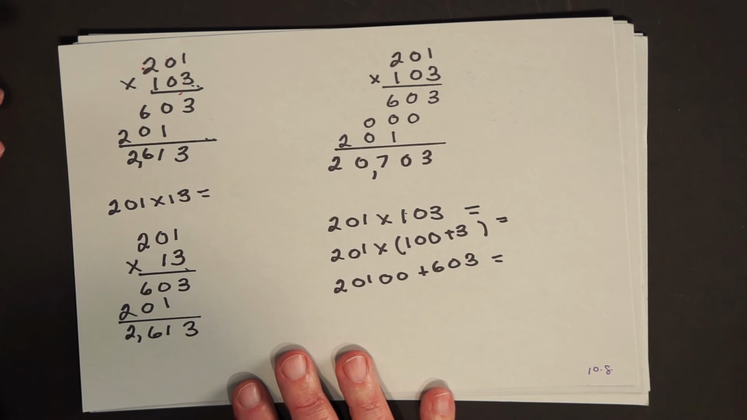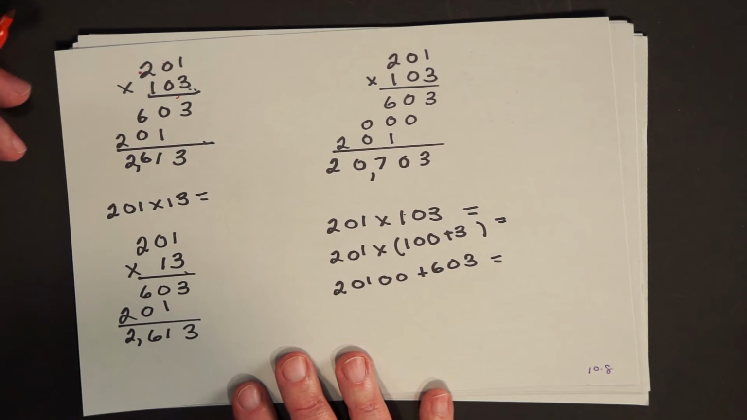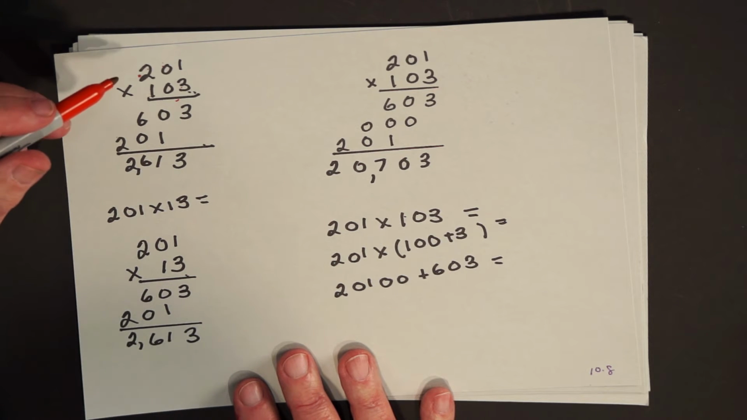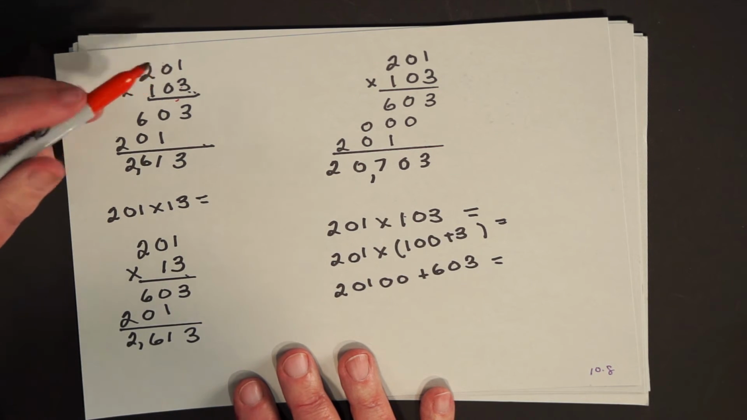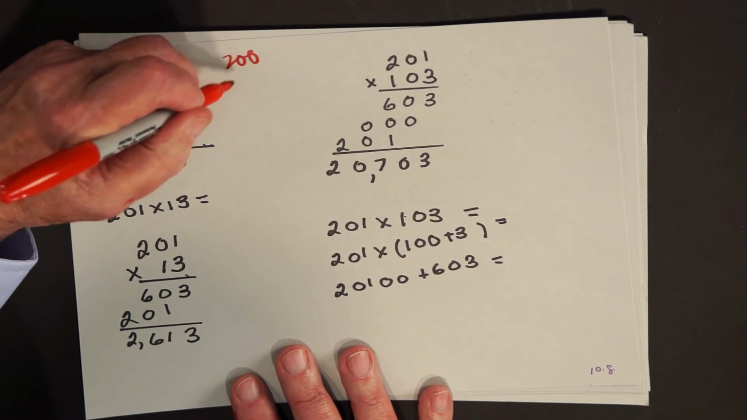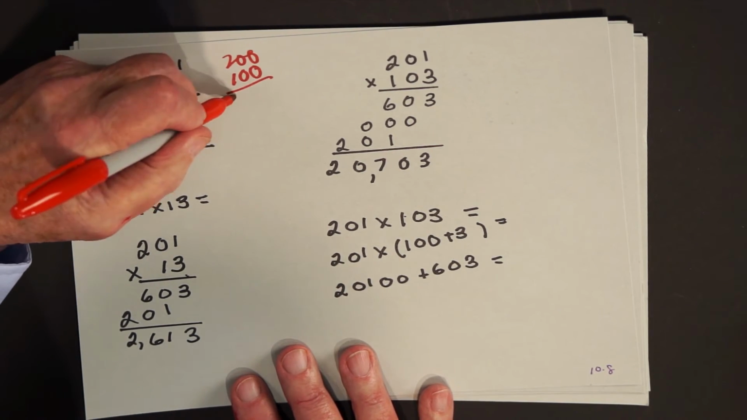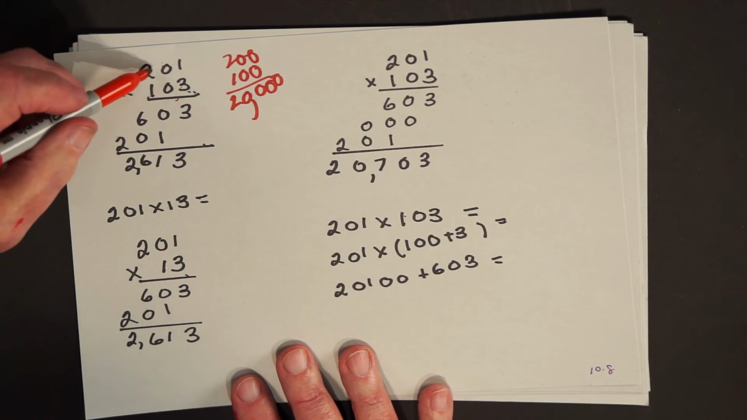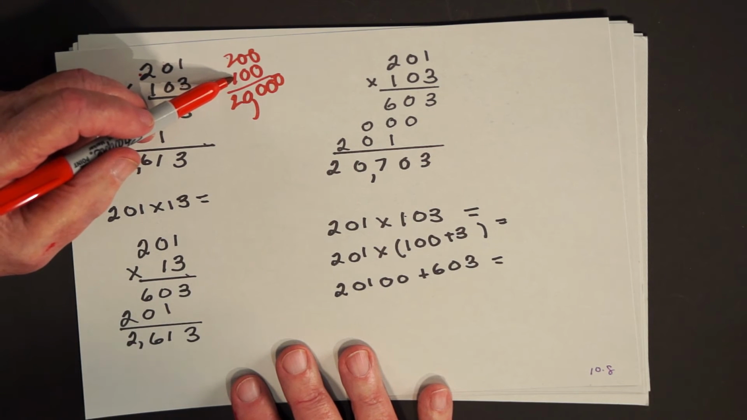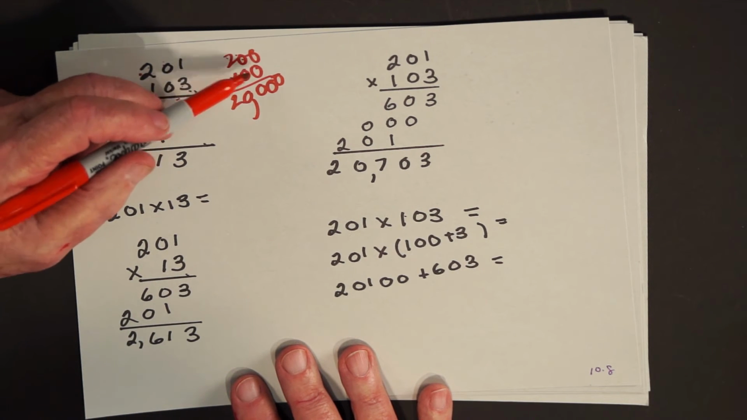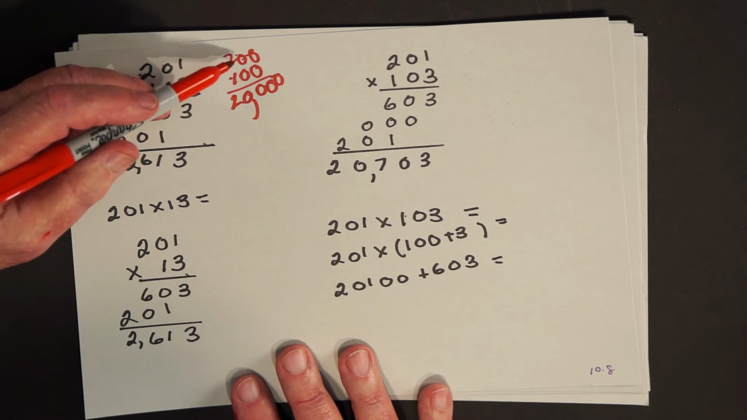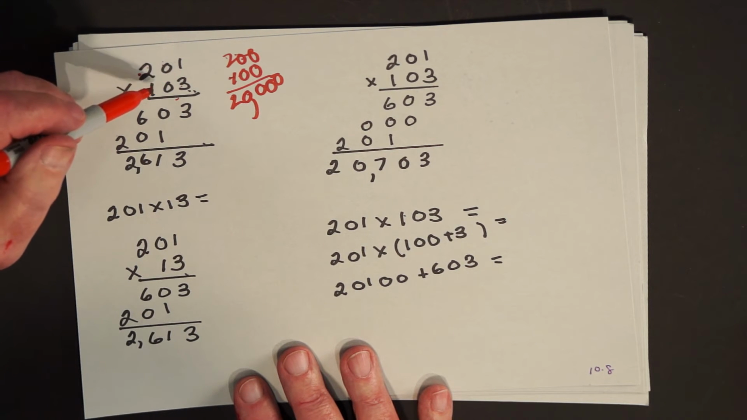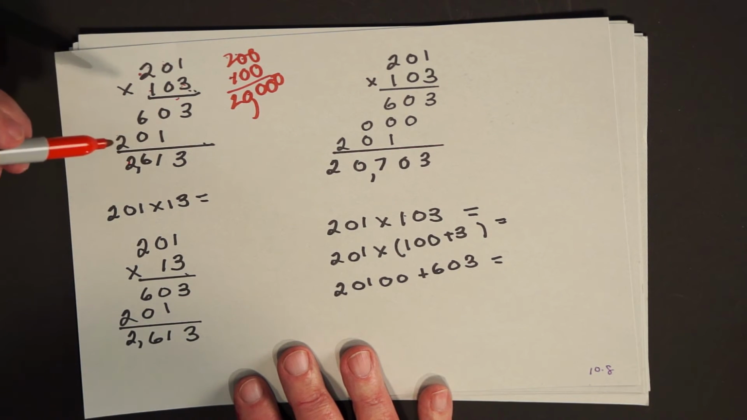He says the answer is 2,613. Now, he should know immediately that this answer can't be right, because if this was only 200 and this was only 100, the answer would already be 20,000. See, the 2 times 1 is 2, and what do we do? We count the number of zeros. In other words, if 200 times 100 is already 20,000, how can 201 times 103, which is bigger, be only 2,613?